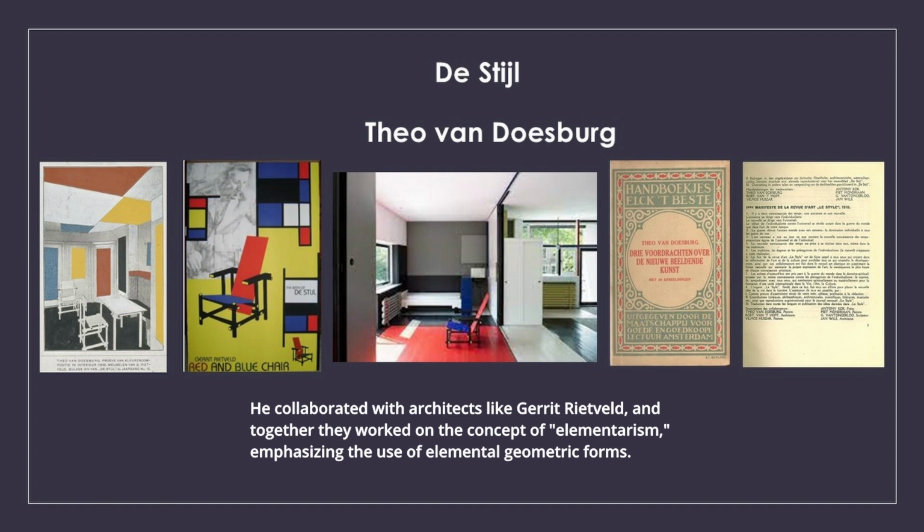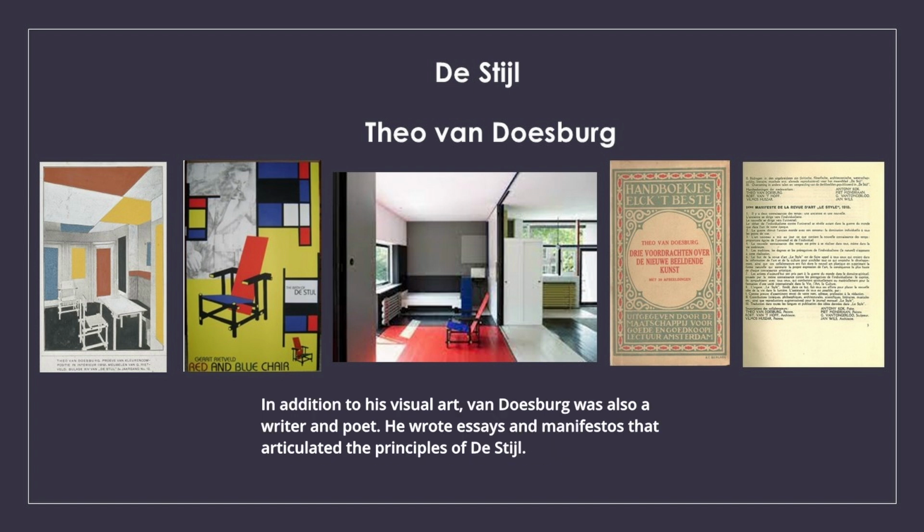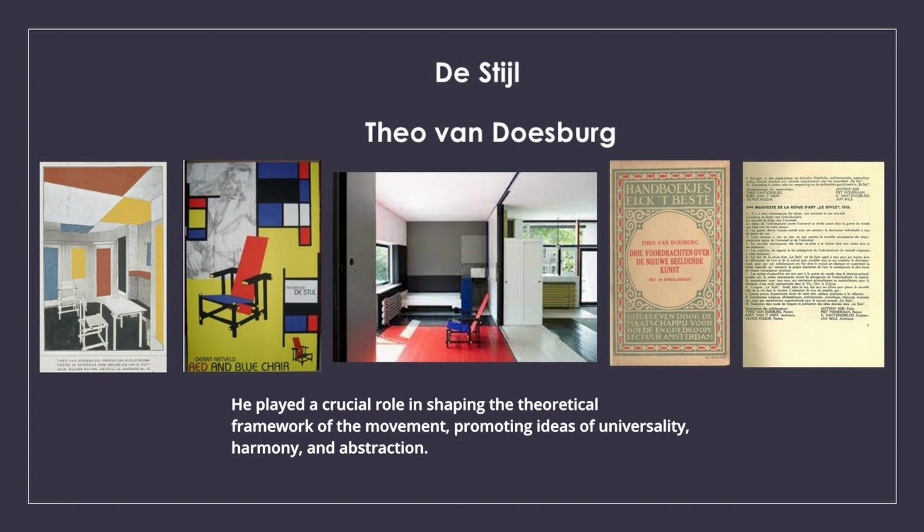He collaborated with architects like Gerrit Rietveld, and together they worked on the concept of elementarism, emphasizing the use of elemental geometric forms. In addition to his visual art, Van Doesburg was also a writer and poet. He wrote essays and manifestos that articulated the principles of Stijl. He played a crucial role in shaping the theoretical framework of the movement, promoting ideas of universality, harmony, and abstraction.